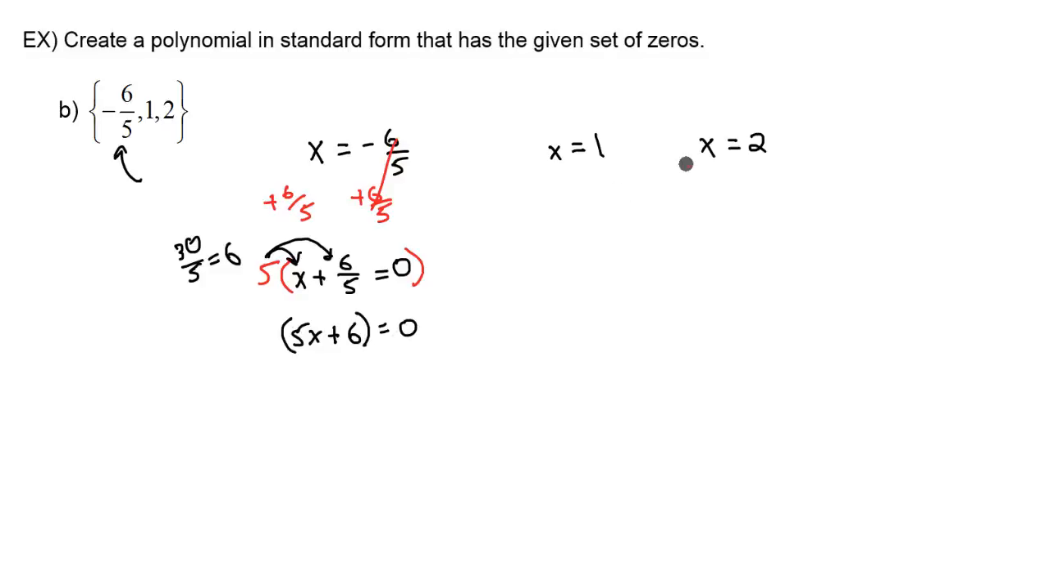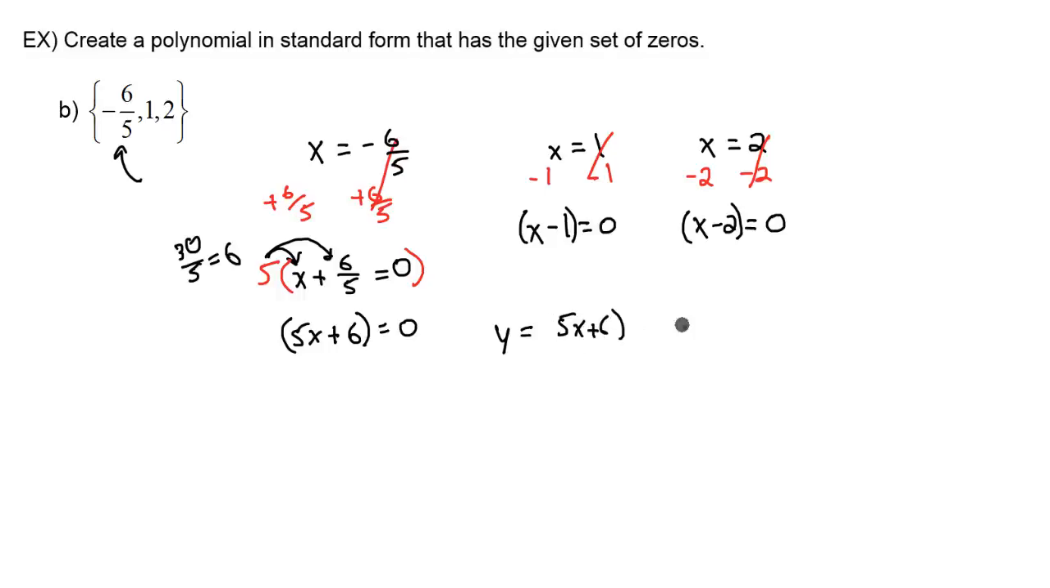I do the same steps with x equals 1 and x equals 2. So here I took away 1 from both sides, and then I was left with x minus 1 as one of the factors, and for this one I took away 2 from both sides to get it equal to 0, and I'm left with x minus 2 as a factor. Now I have to write all these factors next to each other, and it's going to be set equal to y. So let's see, we have 5x plus 6 is a factor, x minus 1 is a factor, and x minus 2 is a factor.